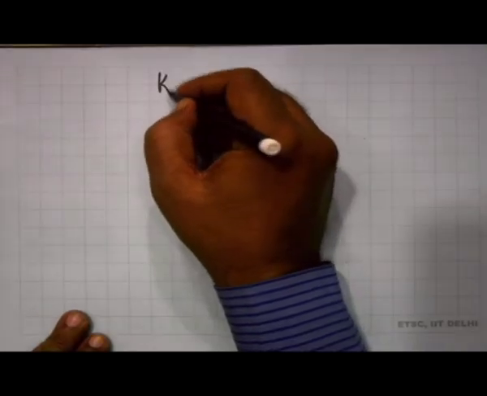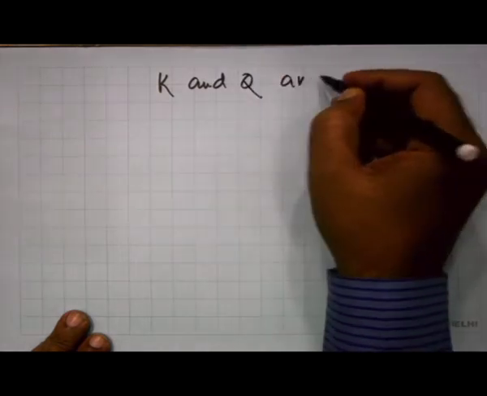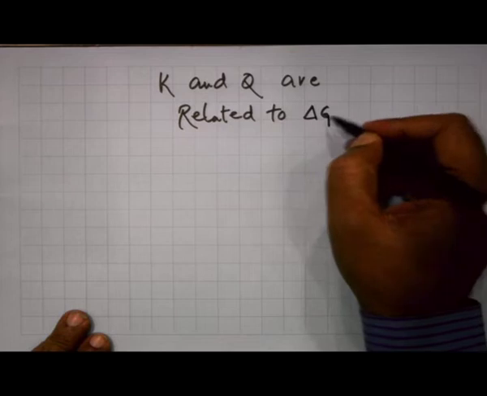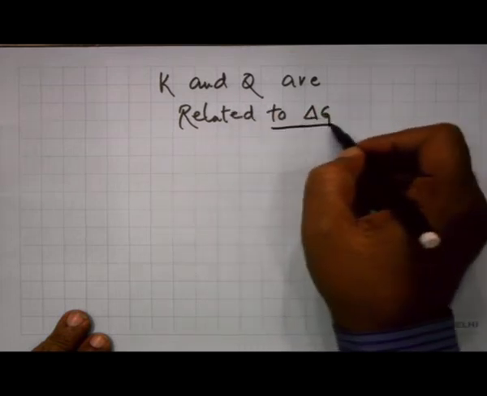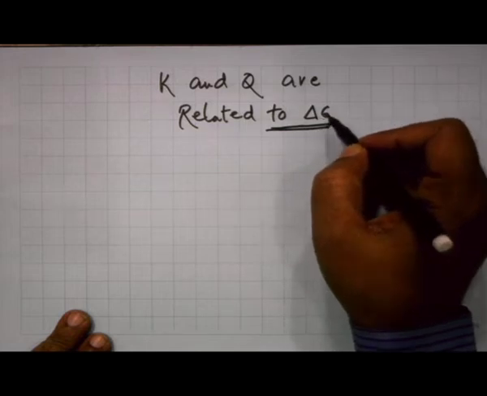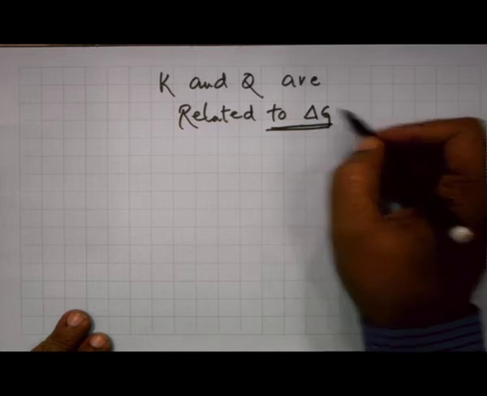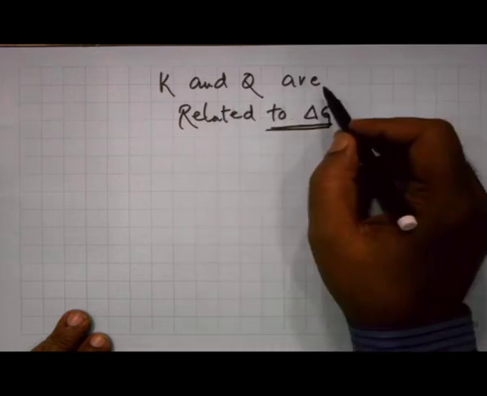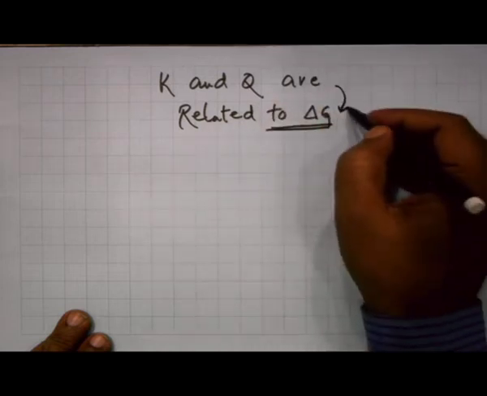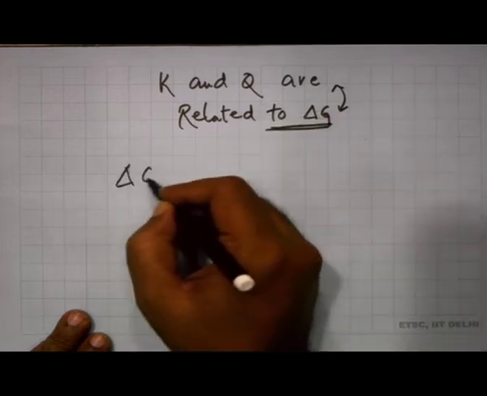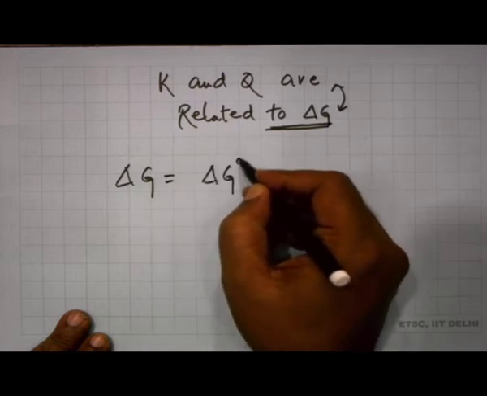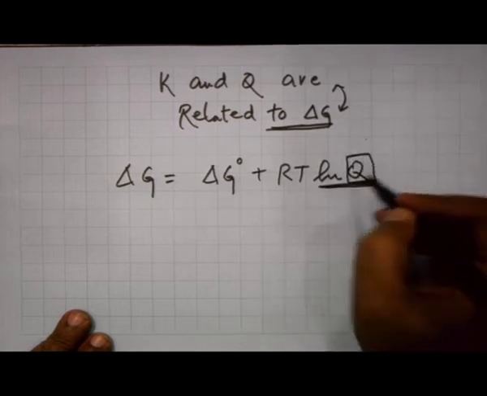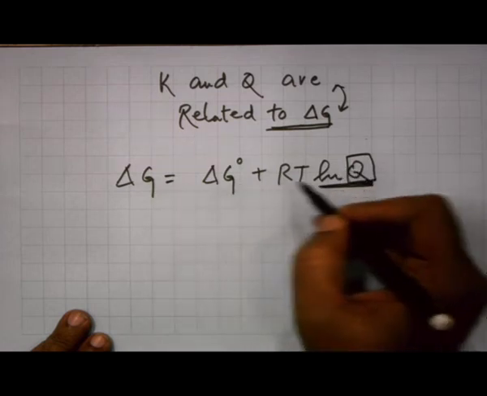Now, K and Q are related to your delta G. We know that delta G, which is the change in free energy, tells you about the spontaneity of the reaction, and K and Q can also tell you about the spontaneity of the reaction, or whether the forward reaction or the backward reaction is taking place. So, there is a relationship between Q and K, and the relationship is delta G is equal to delta G naught plus R T ln Q. Here Q is the reaction quotient.